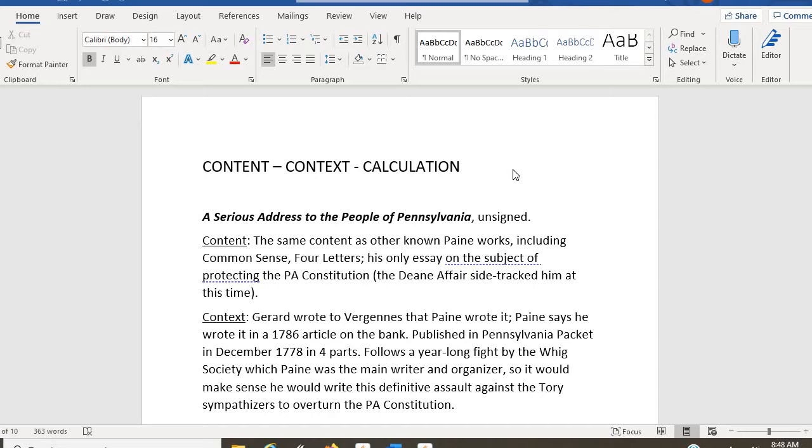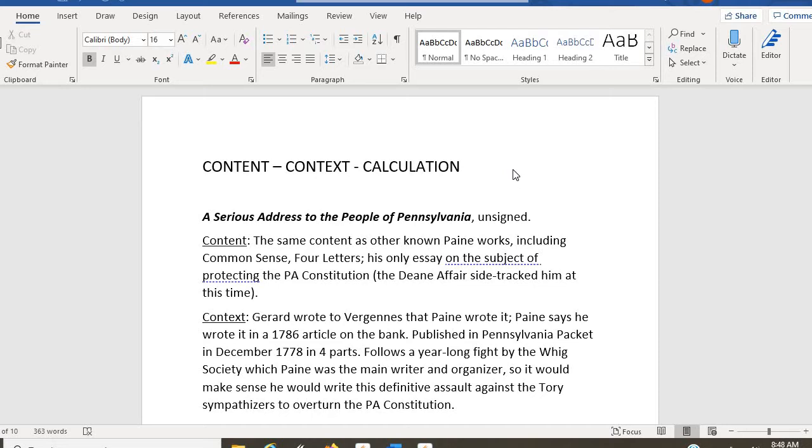So let's take a couple of concrete examples. In the Complete Collected Works of Thomas Paine by Philip Foner from 1945, he included for the first time in the corpus of Paine's works something called A Serious Address to the People of Pennsylvania. The content of this fits Paine very well because it includes the same phrasing and the same sentiments that existed in other works. And the subject matter was the main focus of Paine at the time it was written, late 1778.